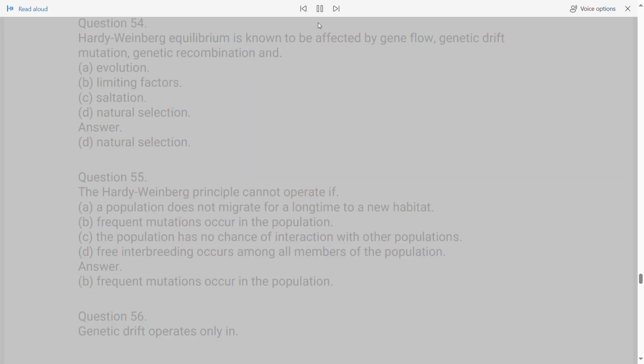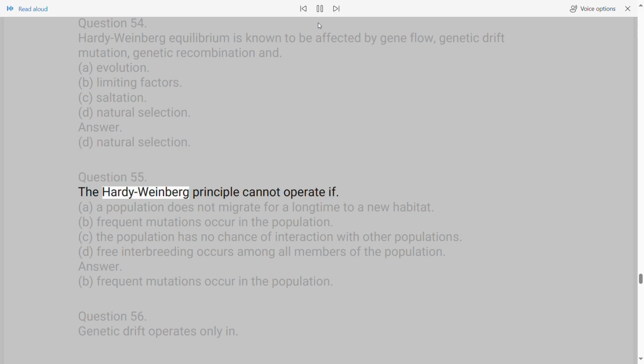Question 54. Hardy-Weinberg equilibrium is known to be affected by gene flow, genetic drift, mutation, genetic recombination and A. Evolution, B. Limiting factors, C. Saltation, D. Natural selection. Answer. D. Natural selection.